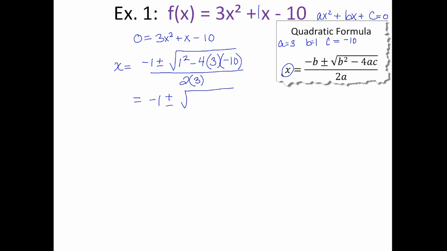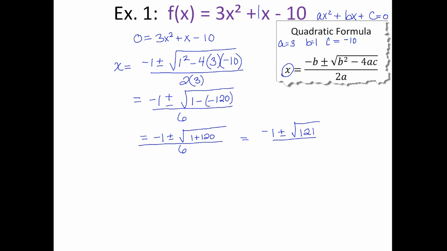So I'm going to put square root of 1 minus 4 times 3 is 12 times negative 10 is a negative 120, all over 6. So then we're going to have equals negative 1 plus or minus square root of 1 plus 120 all over 6. And then we're going to have negative 1 plus or minus the square root of 121 over 6. Now here's where I'm going to split it up into two equations.